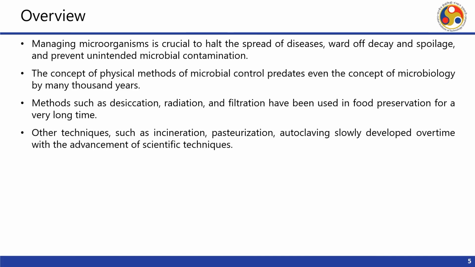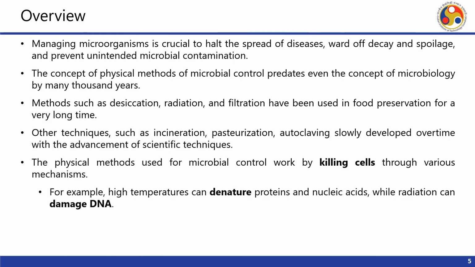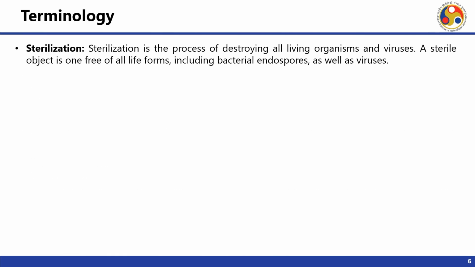Other techniques such as incineration, burning, pasteurization and autoclaving slowly developed over time with the advancement of scientific techniques. The physical methods used for microbial control work by killing cells through various mechanisms. For example, high temperature can denature proteins and nucleic acids, while radiation can damage DNA. Filtration can physically remove microorganisms from a liquid or gas, and desiccation can cause cells to lose water and become non-viable.